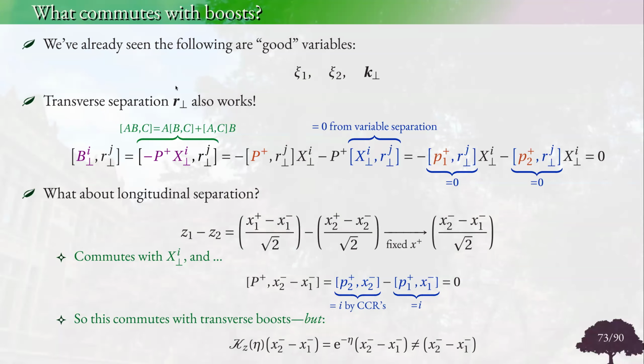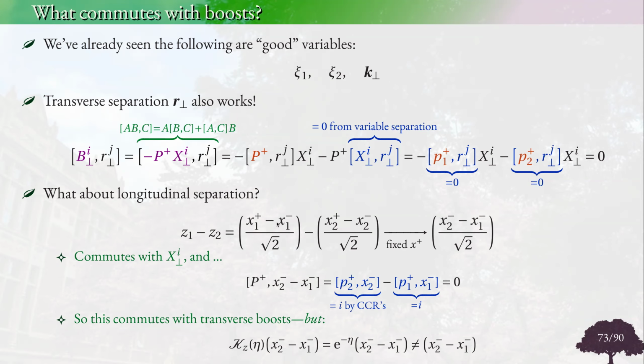And of course, because it's a transverse component and longitudinal boosts leave transverse components alone, the commutator with the transverse boost is also 0. What about longitudinal separation? If you take your instant form z coordinates and you take the difference between them, then you'll have a difference in light front times and a difference in x minus positions.